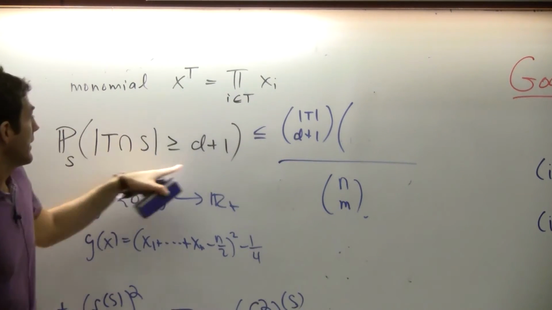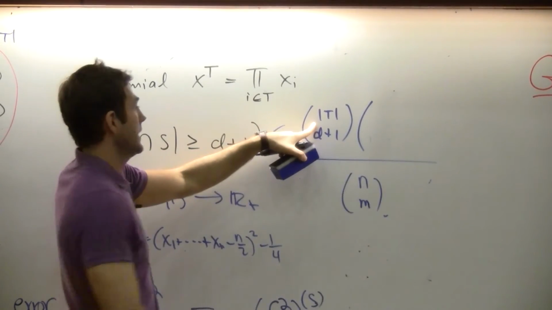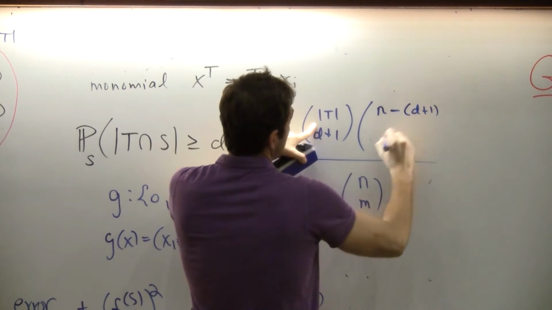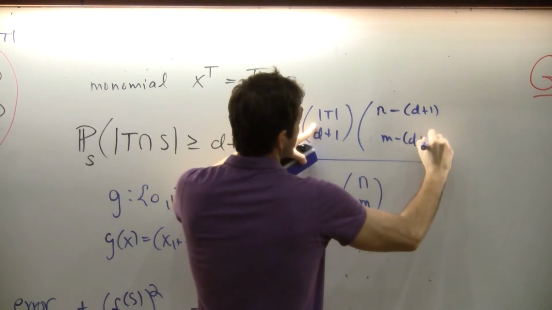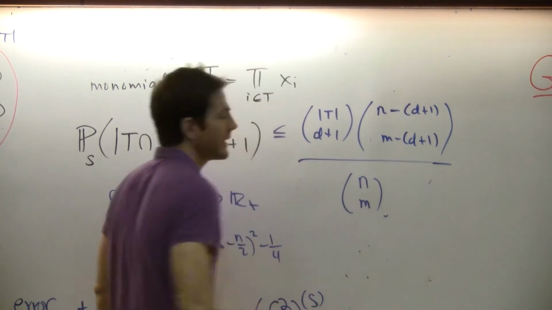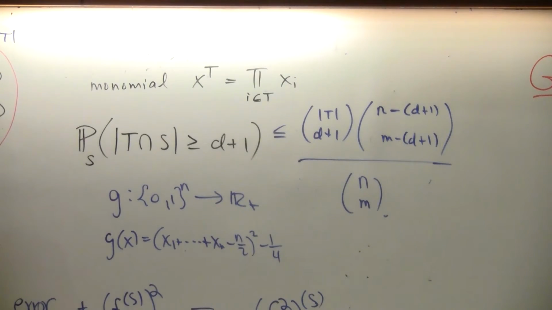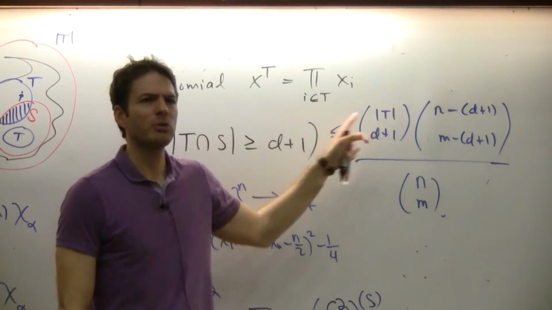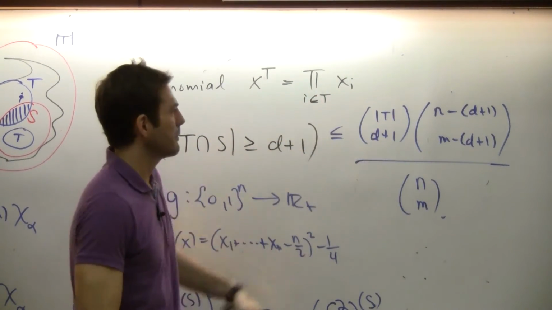To get a bad one, we have to choose D plus 1 things from T, and then we need to choose M minus D plus 1 things from the remaining N minus D plus 1 things. And there's a bit of overcounting there, because if the intersection was size D plus 3, there's multiple ways to count, but we've upper bounded it.